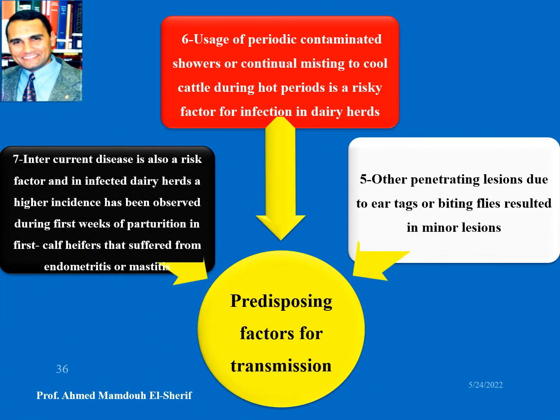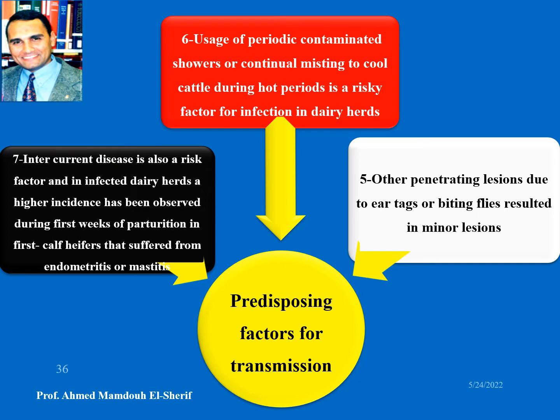Other predisposing factors for transmission are other penetrating lesions due to ear tags or biting flies that result in minor lesions. Number 6, usage of periodic contaminated showers or continual misting to cool cattle during hot periods is a risk factor for infection in dairy herds.